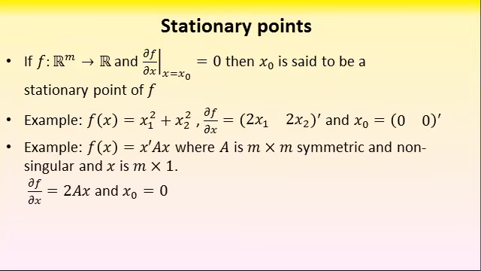If we have a quadratic form, symmetric and non-singular, then x equal to 0 is the only stationary point of this function. This is the corresponding result to the one variable case, where x equal to 0 is the only stationary point for the function f(x) equal to a non-zero constant times x squared.